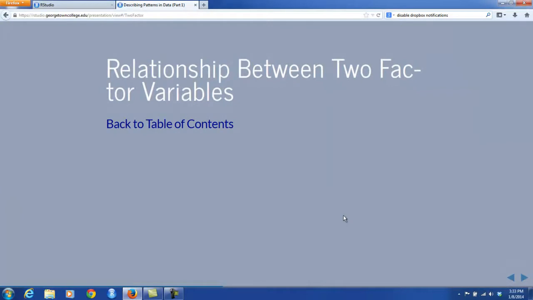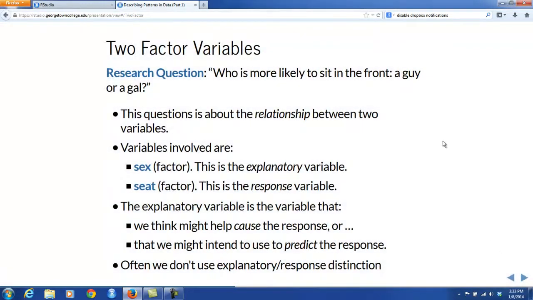Next up is the relationship between two factor variables. So how do you address research questions where two factor variables turn out to be of interest? As an example, let's take the research question, who's more likely to sit in the front, a guy or a gal? Now this question is about the relationship between two variables. The variables involved are sex, which is a factor, and seat, which is a factor.